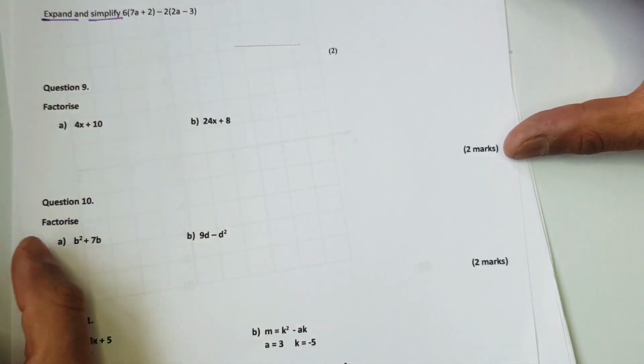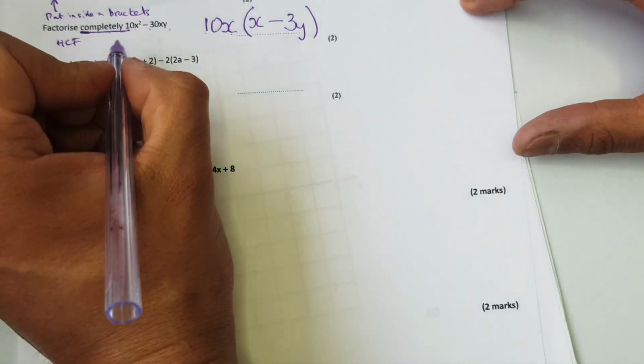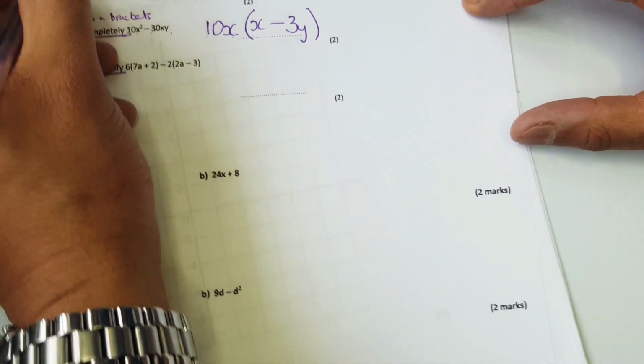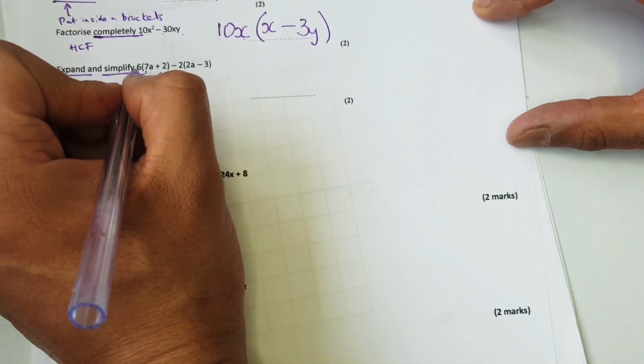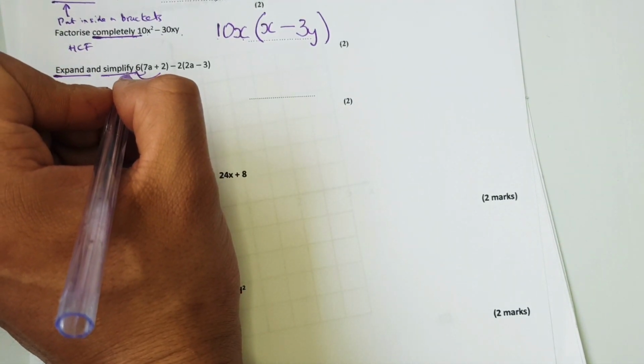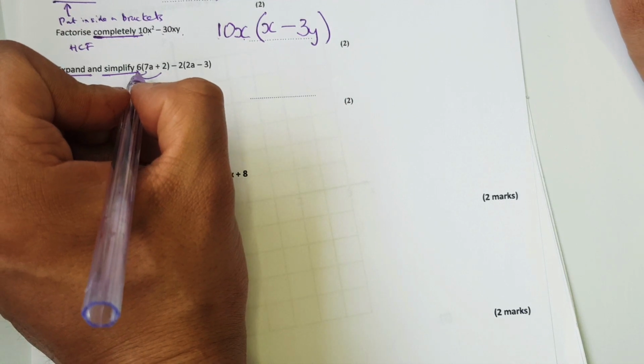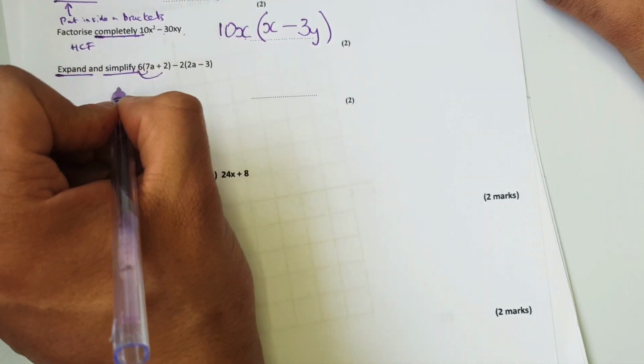Expand and simplify. So same as the first question up there, all we're going to do is expand it. So you're going to work out what 6 times by 7a is, so that's 42.